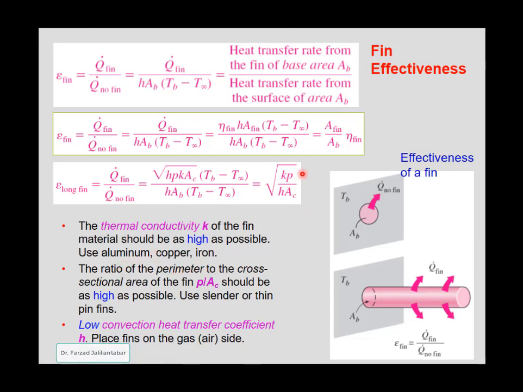Also, the ratio of the perimeter to the cross-sectional area of the fin, P over A_C, should be as high as possible to increase the fin effectiveness. Moreover, we should decrease the convection heat transfer coefficient. A low convection heat transfer coefficient will increase the fin effectiveness. So we should place fins on the gas or air side.